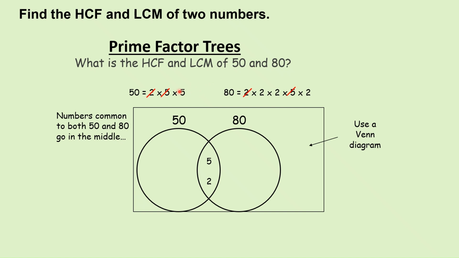And then for the remainder of 50, we have 5. Place it inside of 50 but outside of the intersection, so right here. And then for 80, that's 2 multiplied by 2 multiplied by 2, and we place it in the 80 only section right here.